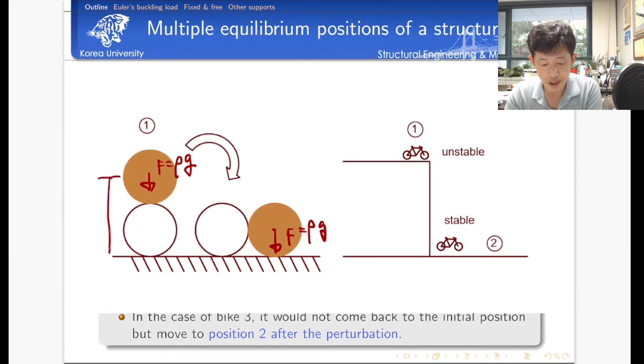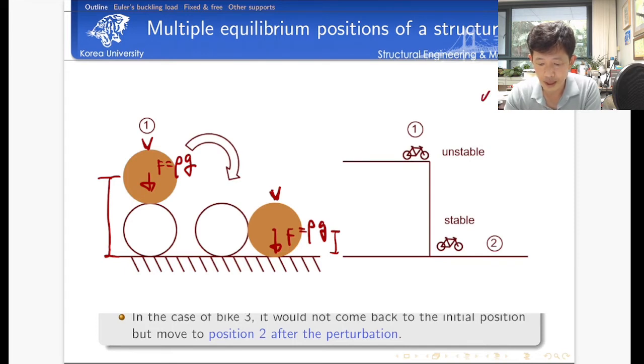So here, the potential energy is the mass times gravity times the height of this orange ball. And here, my energy level is less than the first case. The force is the same. Obviously this is in a stable position. This is in equilibrium, but it's in an unstable position. And how about the second problem?